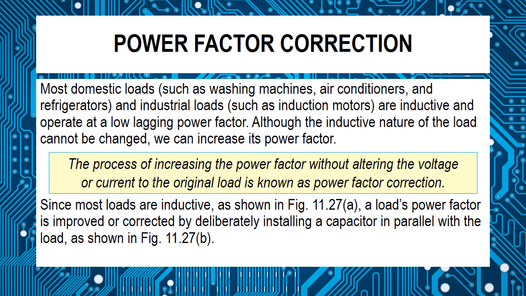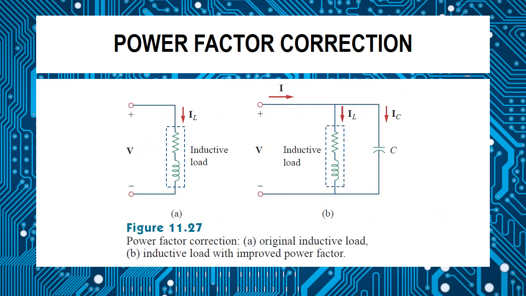Since most loads are inductive, a load's power factor is improved or corrected by deliberately installing a capacitor in parallel with the load. So this is the image of the power factor correction. Figure A here is the original inductive load, and for figure B, we have the inductive load with improved power factor. It was improved by adding a parallel capacitor to this inductive load.